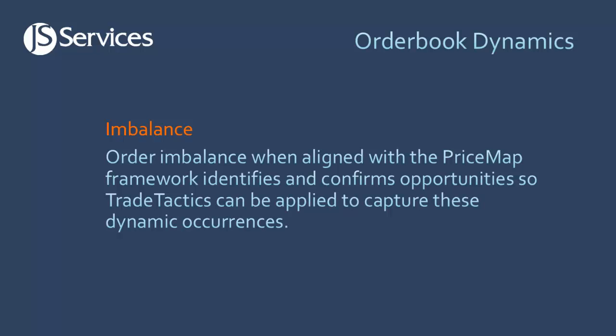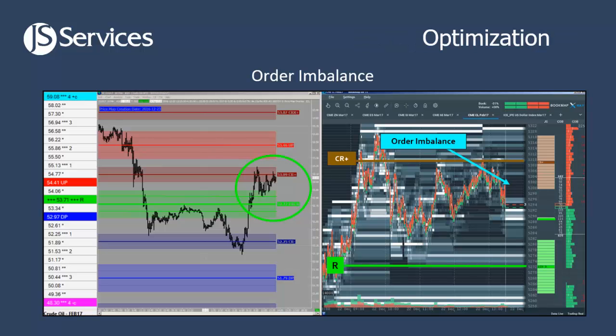Order imbalance, when aligned with the price map framework, identifies and confirms opportunities so trade tactics can be applied to capture these dynamic occurrences. So here in our example, we can see an order imbalance represented by this dark area. So we have this liquidity shift. It's bright. Got resting paper bright above the market, and we have this dark area. So this tells us that the market can quickly move through this area because there's not a lot of paper. There's an imbalance. We've got liquidity here and liquidity here, and this is when you'll see those quick price movements.